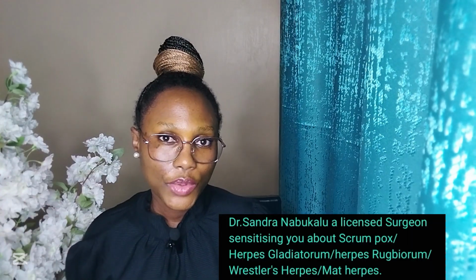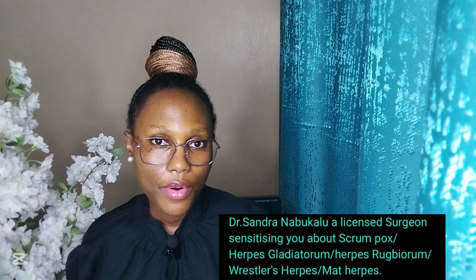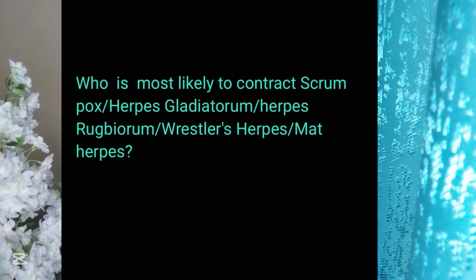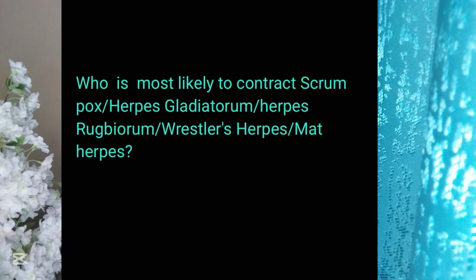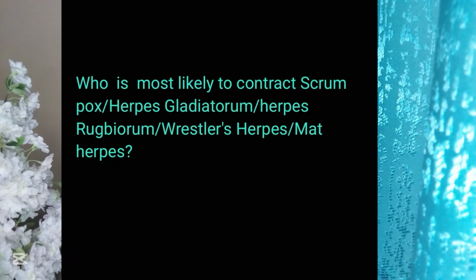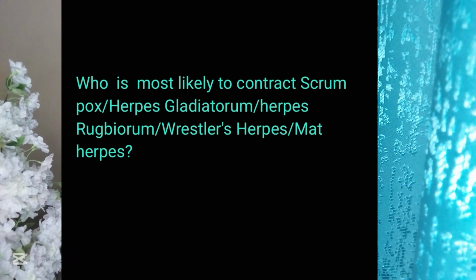The individuals that are commonly affected by the scrum pox include individuals that participate in football, rugby, and wrestling. This is because these sports tend to involve rubbing of skin, and if an individual has some skin lesions, they can easily rub their skin on another individual's skin, and the lesions can burst open and the virus can easily infect the other individual's skin.